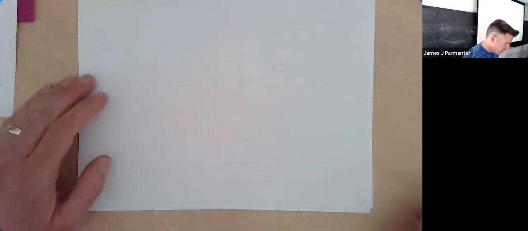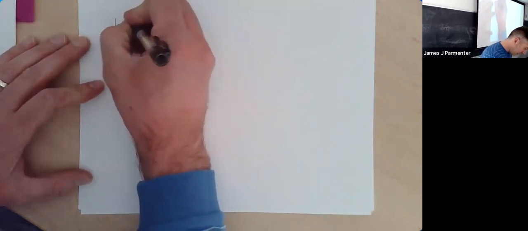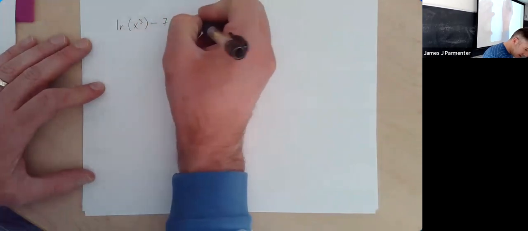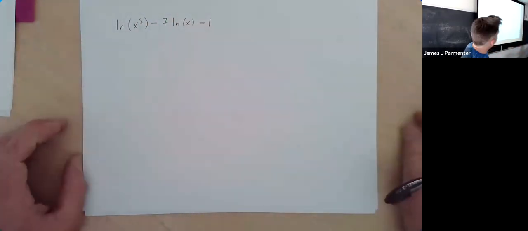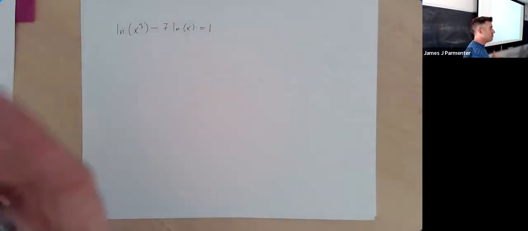Number probably 6, the last 3 questions are like the one that has the L. Sure. Yeah, that one's kind of weird, I think. If we look at something like that, the one I have is the natural log of x cubed minus 7 times the natural log of x equal to 1. When you're trying to solve a logarithmic equation like this, if you've got multiple logarithms, we want to combine them together.